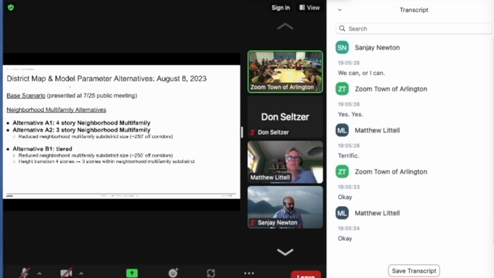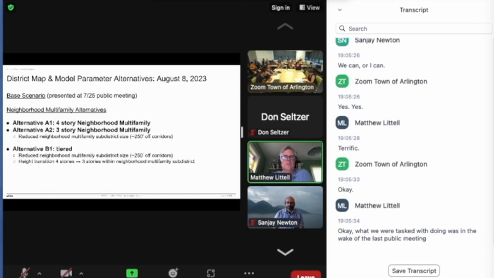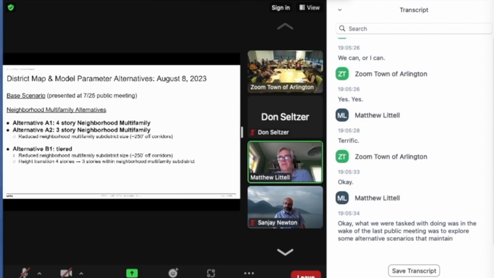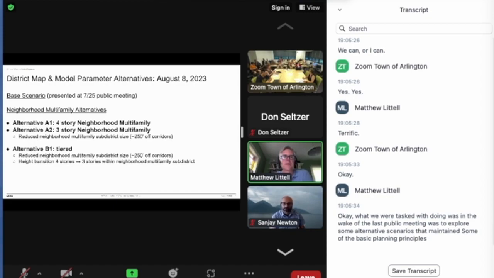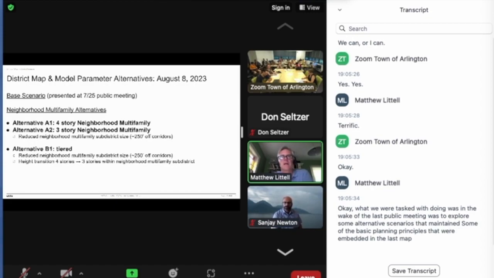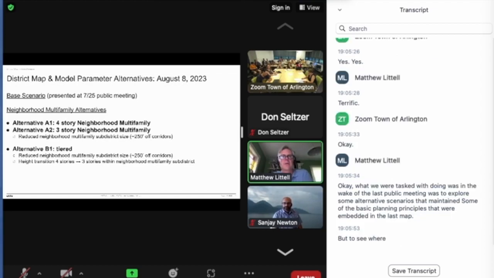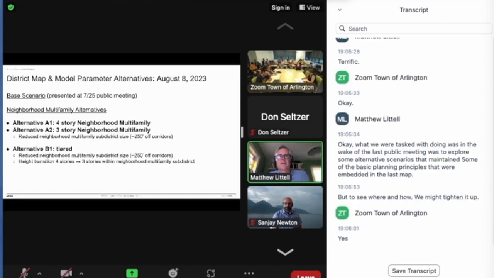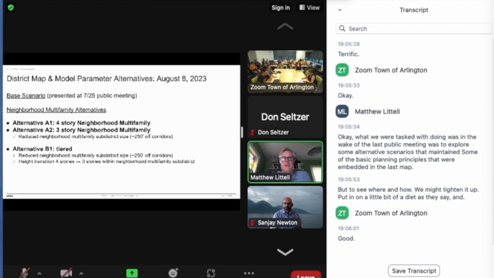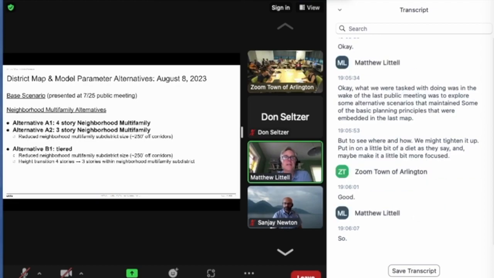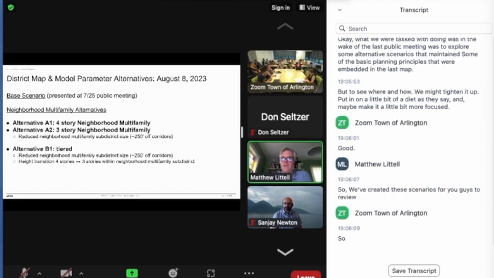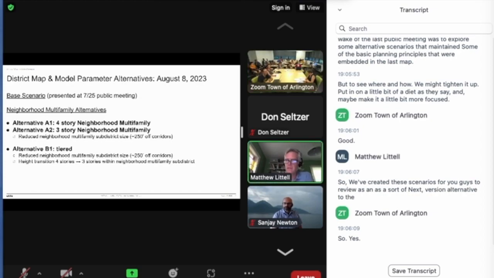Okay, what we were tasked with doing, in the wake of the last public meeting, was to explore some alternative scenarios that maintained some of the basic planning principles that were embedded in the last map, but to see where and how we might tighten it up, put it on a little bit of a diet, as they say, and maybe make it a little bit more focused. So we've created these scenarios for you to review as a next version alternative to the scenario that we developed for the last public meeting.